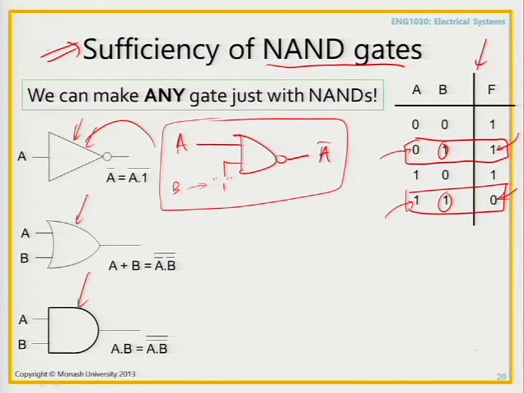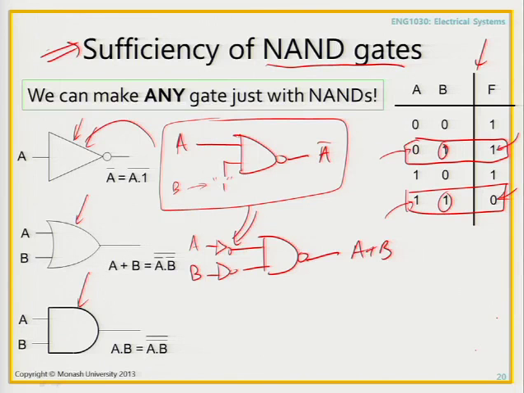We've already seen how we can do an OR gate. So for the OR gate, if I have a NAND gate here, I just put an inverter, which is really this thing, on the inputs, right? So this gives me A or B.